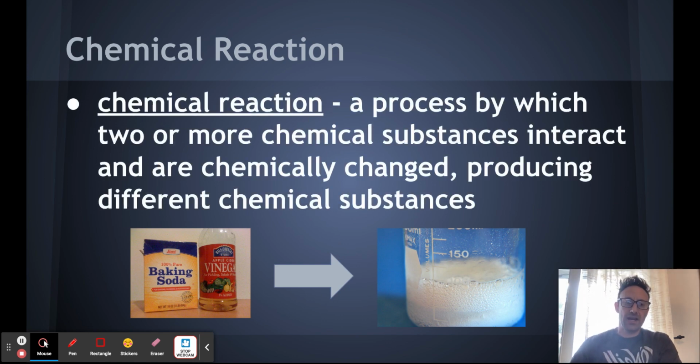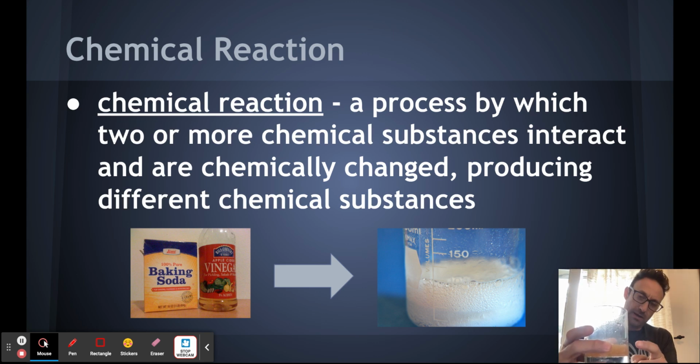A chemical reaction is definitely occurring. It's a process by which two or more chemical substances interact and are chemically changed, producing different chemical substances. You'll go ahead and pause while you're writing this down. Okay. So once again, what happened was I took two reactants.